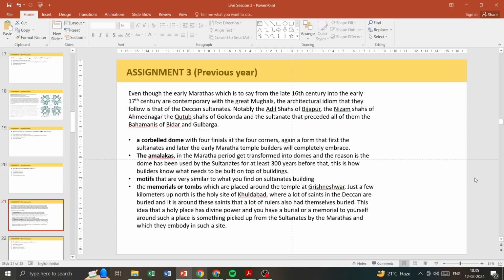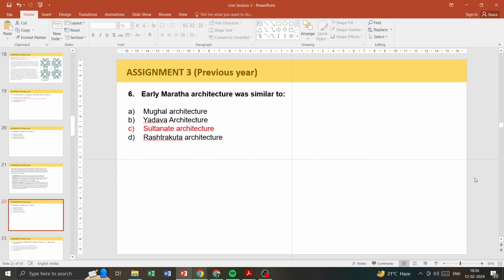Then another very important thing was the memorials or tombs. There are memorials and tombs placed around the temple of Grishneshwar. And a few kilometers away from Khuldabad, there are a lot of saints in the Deccan who are buried, and around these saints a lot of rulers were also buried. So the idea that a holy place has divine power and you have a burial or a memorial to yourself around such a place was picked up by the Marathas from the Sultanates, and so the Marathas also created memorials or tombs for important figures in their time, which was completely taken from the Sultanates. So our answer is early Maratha architecture was similar to Sultanate architecture.